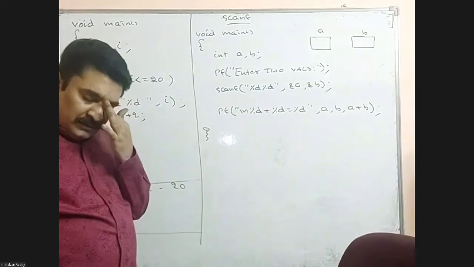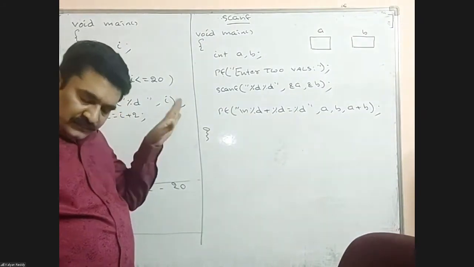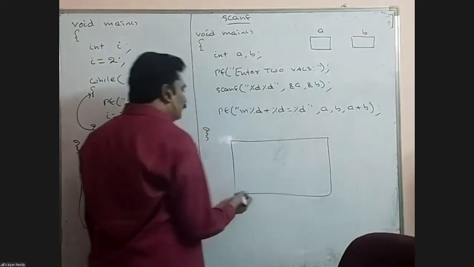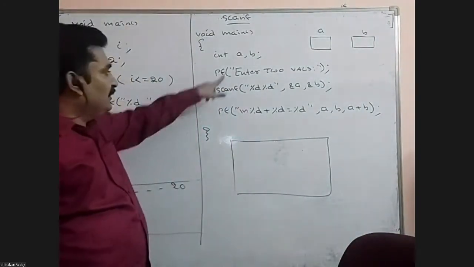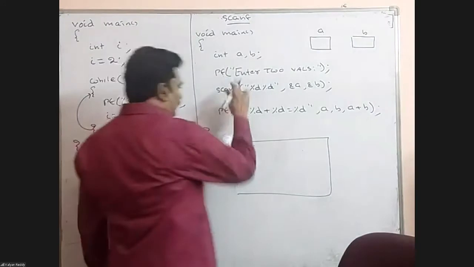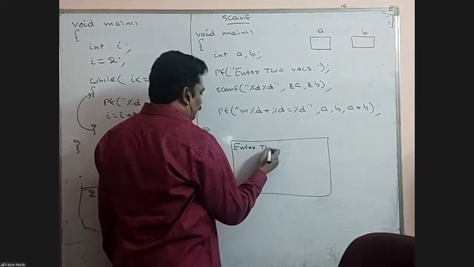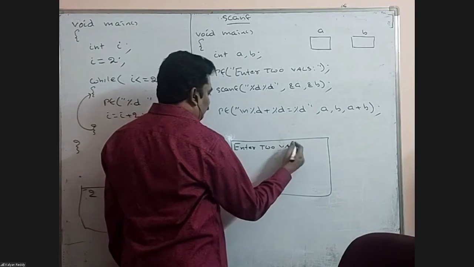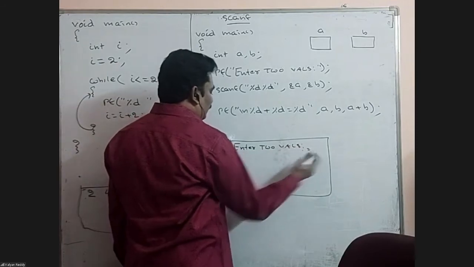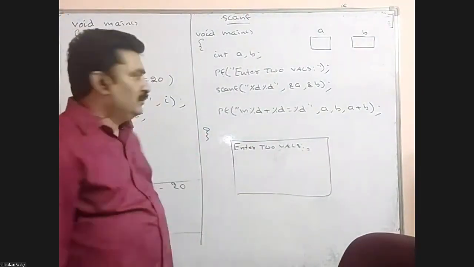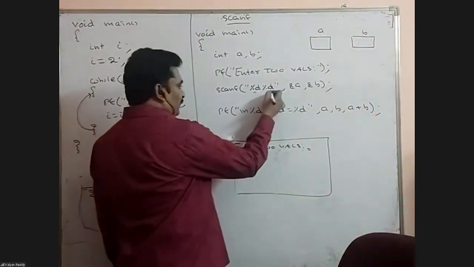Okay. Run. Assume that this is the output screen. When we run it, the message on screen first says enter two values, and the cursor is blinking there for the two values.